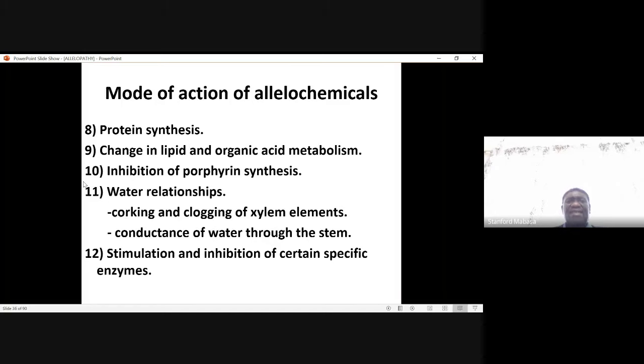So some of these are largely a hypothesis, which is trying to explain what the allelochemicals are likely to do within the plants. But some of these they have to be established.